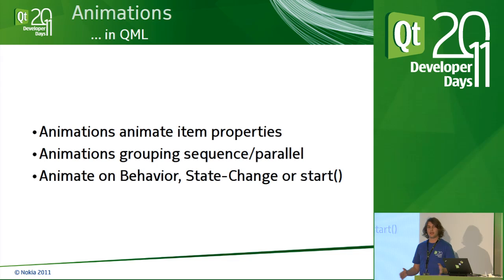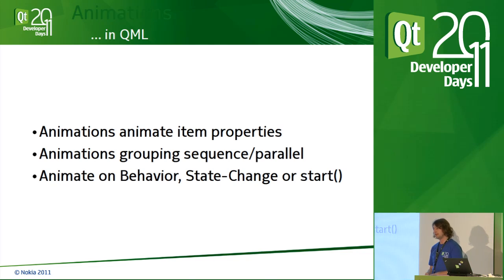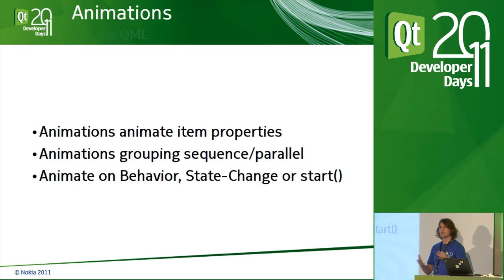To trigger the animations, we offer a behavior on a value. So whenever a property changes, you can start the animation. You can also trigger animations during transitions of states. And you can give animations an ID and do stop, restart, start, pause, like this. So those are the ways we actually offer.